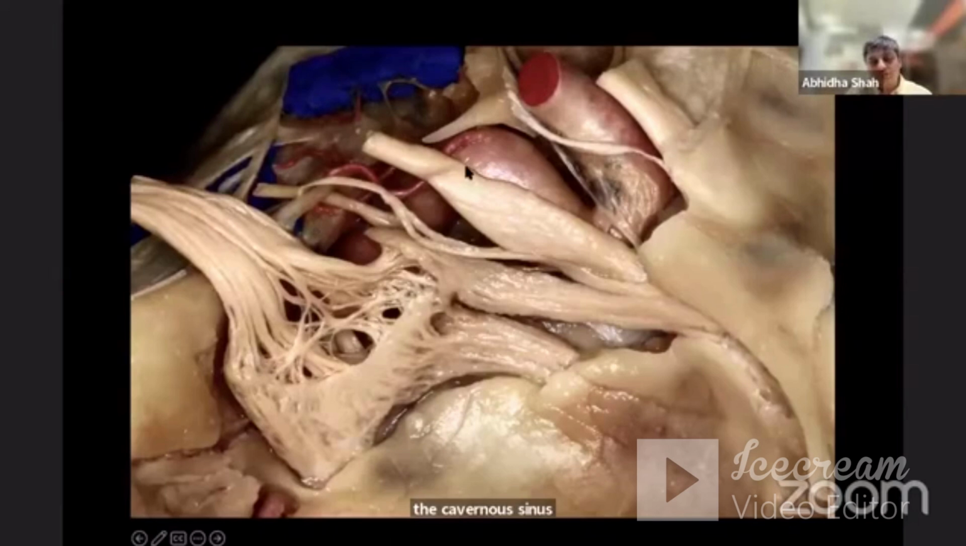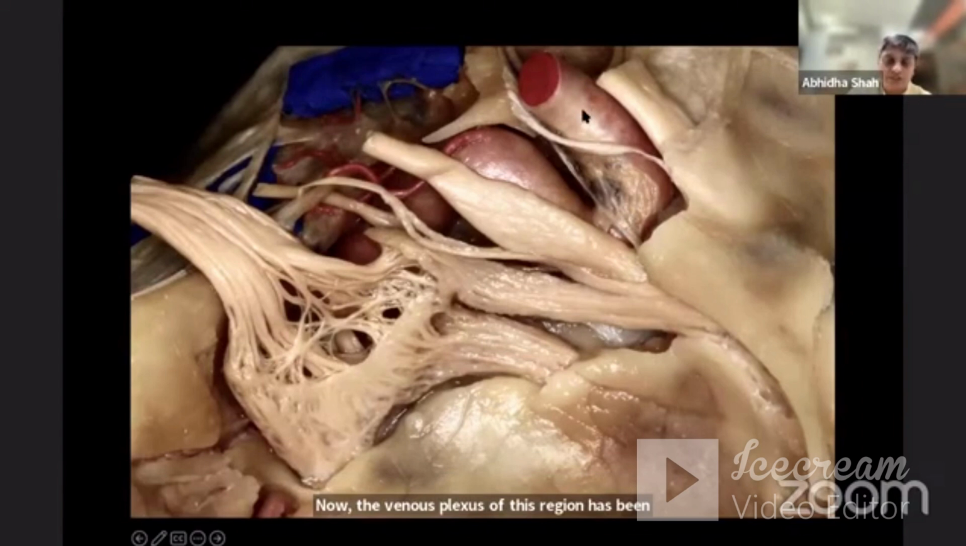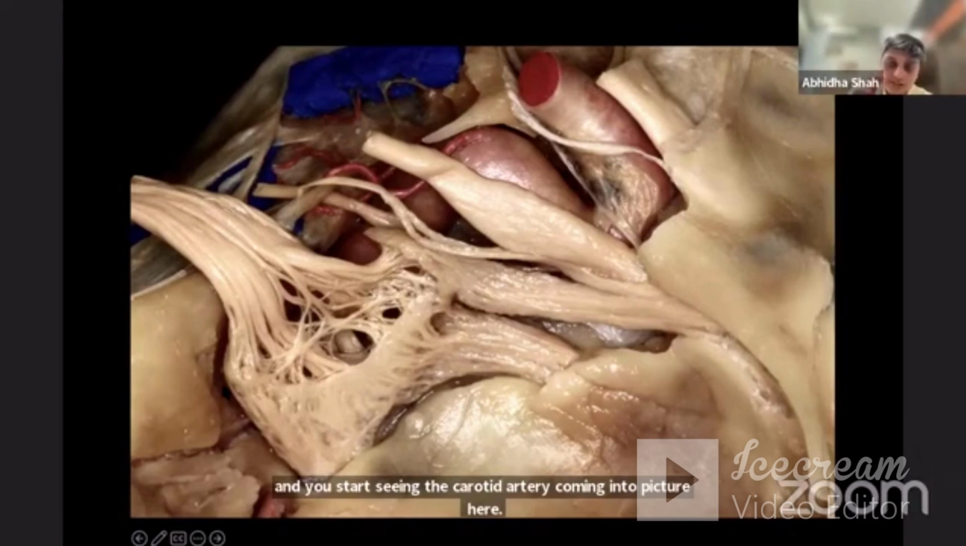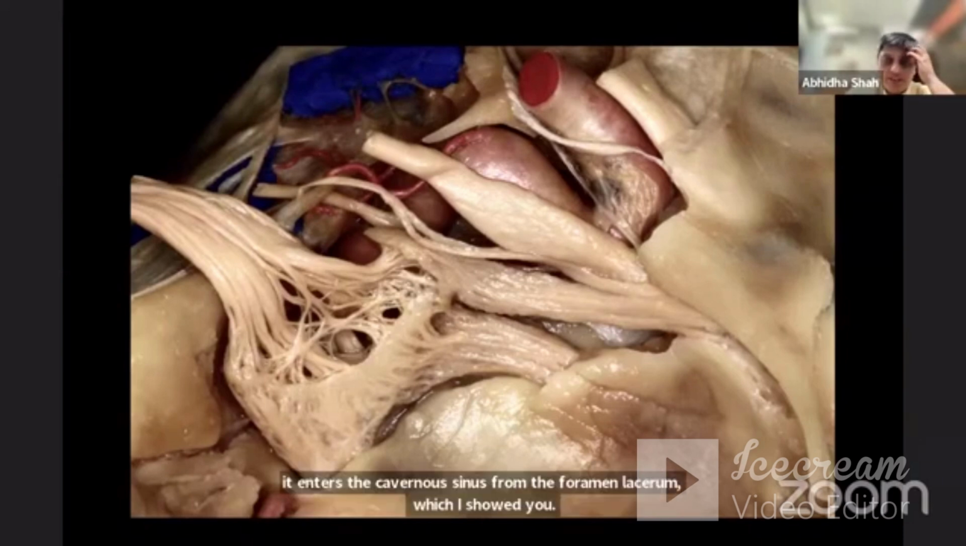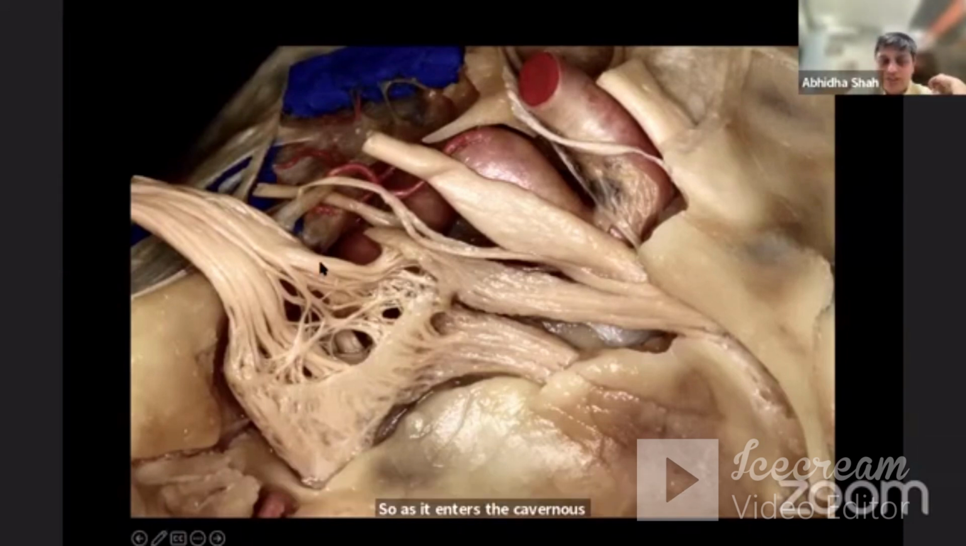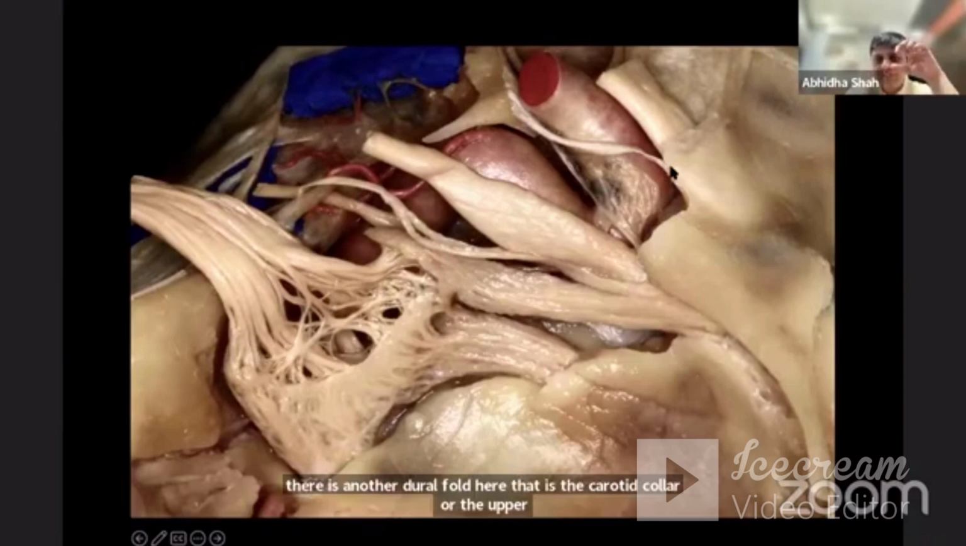Now the venous plexus of this region has been removed, and you start seeing the carotid artery coming into the picture here. Now the carotid artery enters the cavernous sinus from the foramen lacerum, which I showed you. As it enters the cavernous sinus, it is fixed at this point where there is a dural fold that runs over the superior surface of the carotid artery. And there is another dural fold here, that is the carotid collar or the upper dural ring, that fixes the carotid artery near the anterior clinoid process.